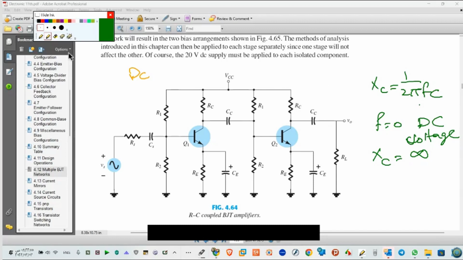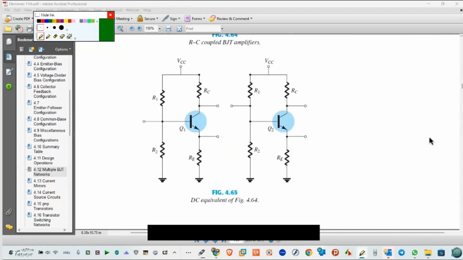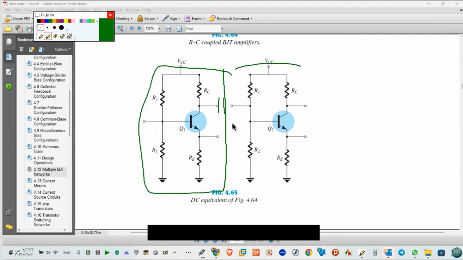Okay. Now, how can we deal with two stages like this? I will separate each stage alone. That means stage 1, stage 2. This capacitor cuts each stage alone. And you can calculate VC and IC for each stage separately. Is it clear for you?